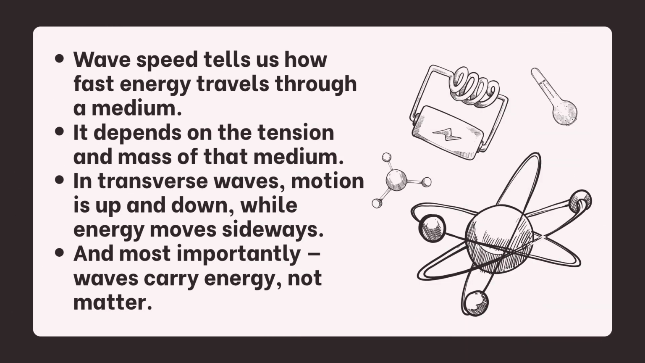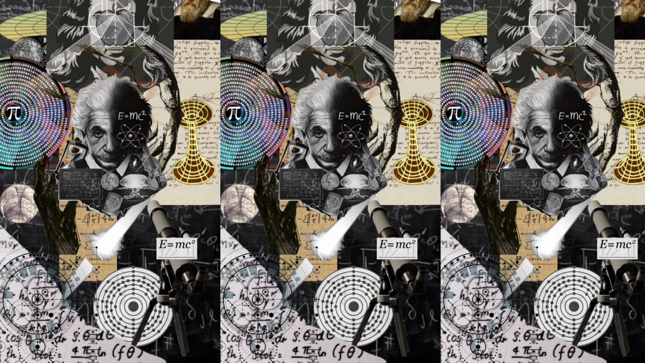So, to sum it all up, first, wave speed tells us how fast energy travels through a medium. Second, it depends on the tension and mass of the medium. Third, in transverse waves, motion is up and down, while energy moves sideways. And lastly and most importantly, waves carry energy, not matter. That's right. That's the beauty of physics. Even something as simple as a rope can show how energy moves through the world around us.